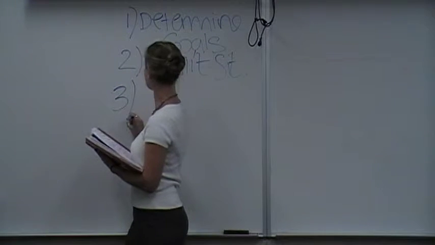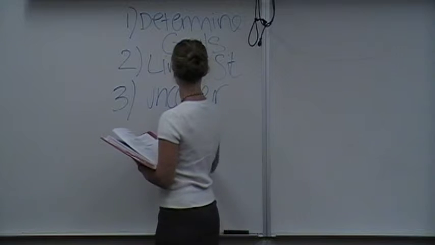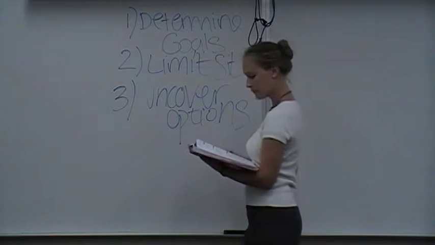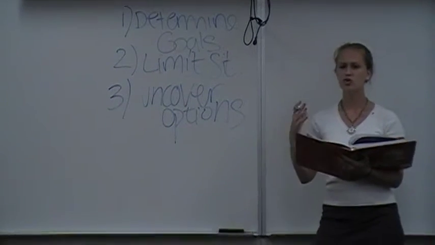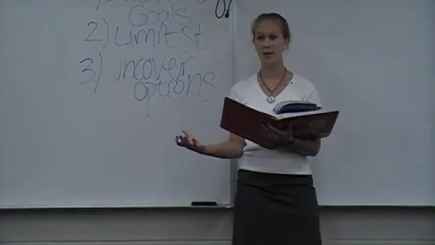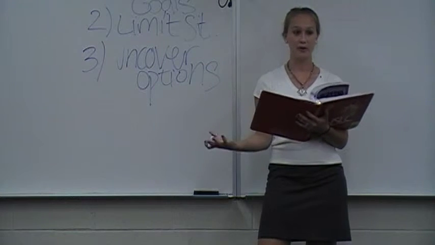Third of all, uncover the options of making your decision. And there's a couple of different ways of going about this. First of all, don't just look at it as a black and white thing. I can do this or I can do this. Because a lot of times people will think, well, this can go one of two ways, and then you're stuck in a box because you don't like either of your options.